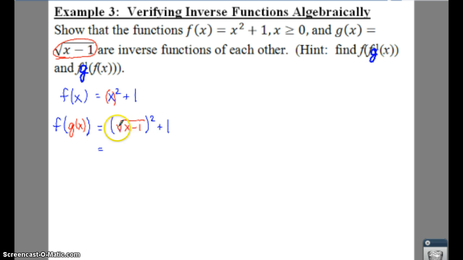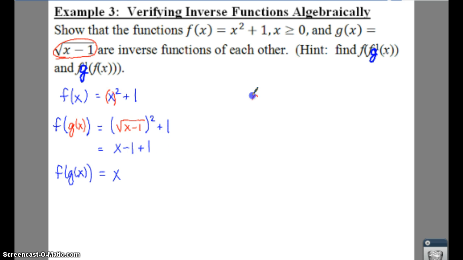Well, and then we simplify. So what's the square of a square root? Well, those just cancel each other out. So you get x minus 1 plus 1. If you combine those, that means you get an x. Okay, so f of g of x equals x. Interesting. Let's just hold that thought for a moment.